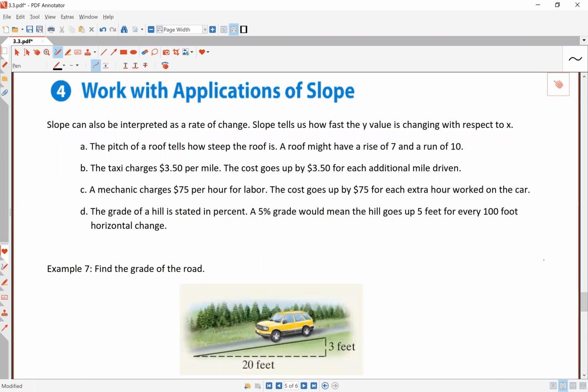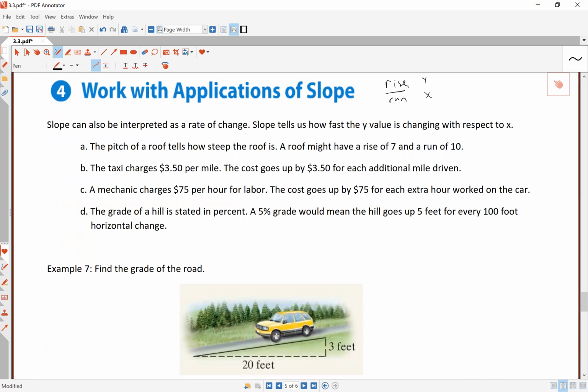Slope, as we know it, is the rise over the run. Whenever you have a rise over a run, this tells you how the y values are changing with respect to the x values changing. Slope can also be interpreted as a rate of change. Slope tells us how fast the y value is changing with respect to x.